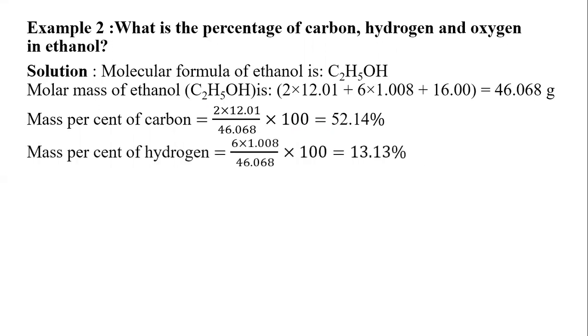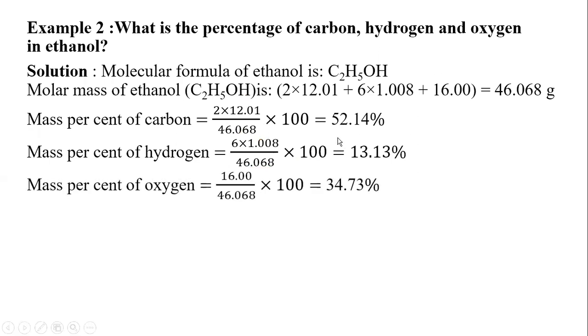The percentage composition of hydrogen, or the mass percent of hydrogen, will be equal to 6. Here we take the number 6 because the molecular formula contains 5 hydrogens plus 1 of the hydroxyl group. It contains 6 hydrogens, so 6 multiplied by the atomic mass of hydrogen divided by the molecular mass of the compound multiplied by 100 will give the percentage composition of hydrogen in the compound.